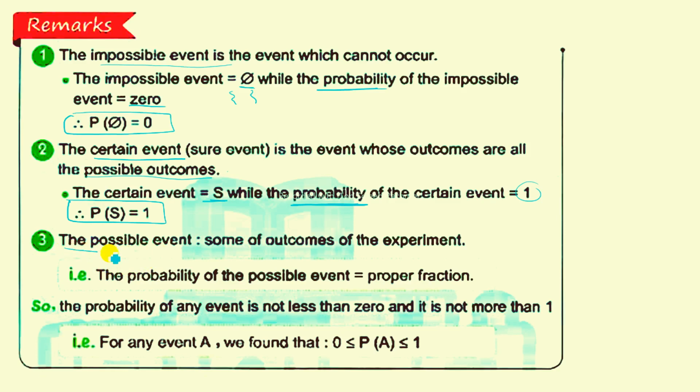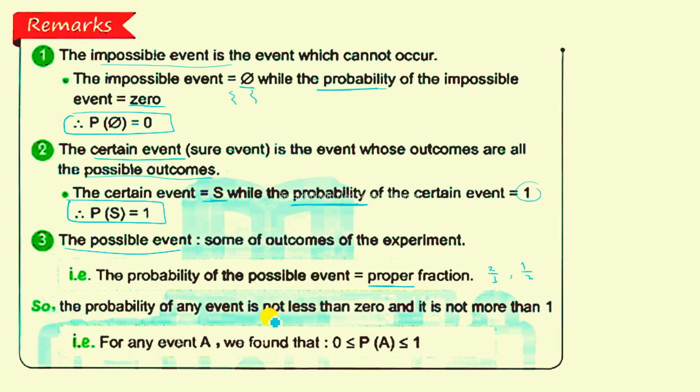The possible event, its elements are some of the outcomes of the experiment, meaning any number of the experiment's outcomes, and it is neither impossible nor certain, so we call it a possible event. Of course its probability, the probability of the possible event, is a proper fraction, like 2 over 3 or half, meaning a fraction whose numerator is smaller than its denominator. So the probability of any event is not less than 0.